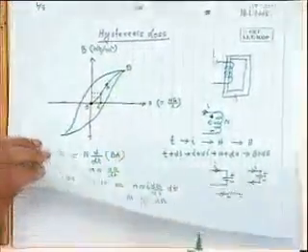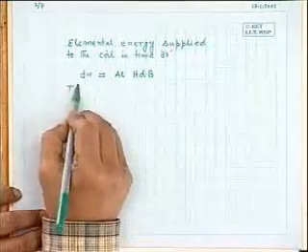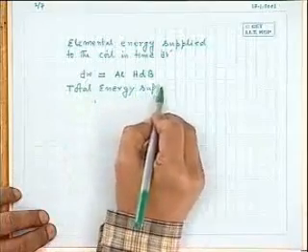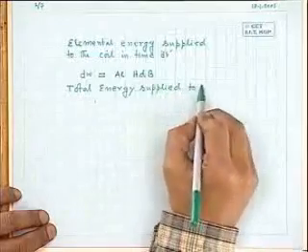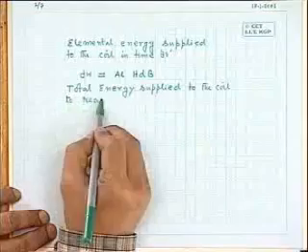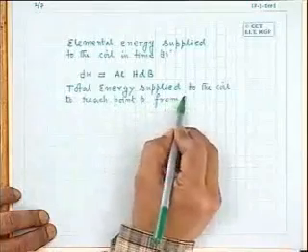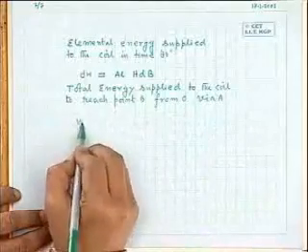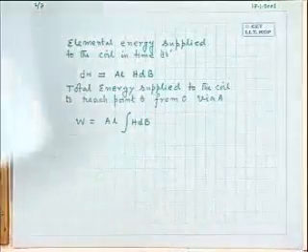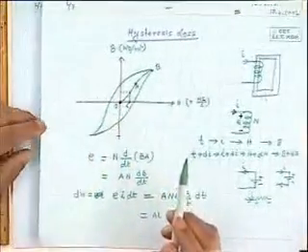So during this journey 0 to A to B, what is the total amount of energy supplied to the coil to reach point B from O via A? It will be the integral H dB with appropriate limit. What will be the limit in this case? 0 to some B max here, whatever is the B value there.